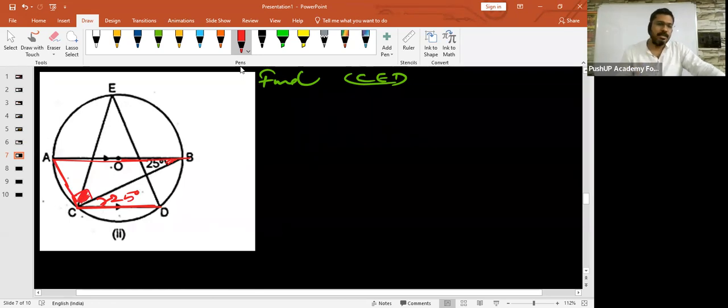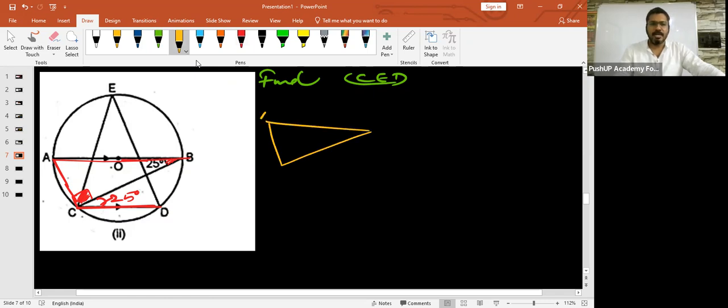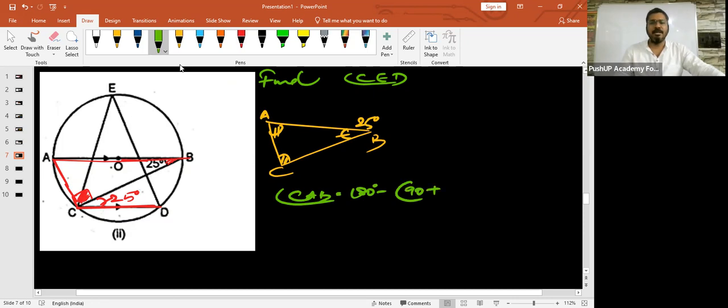Now, children, you know that in this triangle ACB, this angle is 90, this angle is 25. So you could have found how much is angle CAB. How much is angle CAB? Angle CAB is equal to 180 minus 90 plus 25, and that is equal to 180 minus 115, which is equal to 65 degrees.